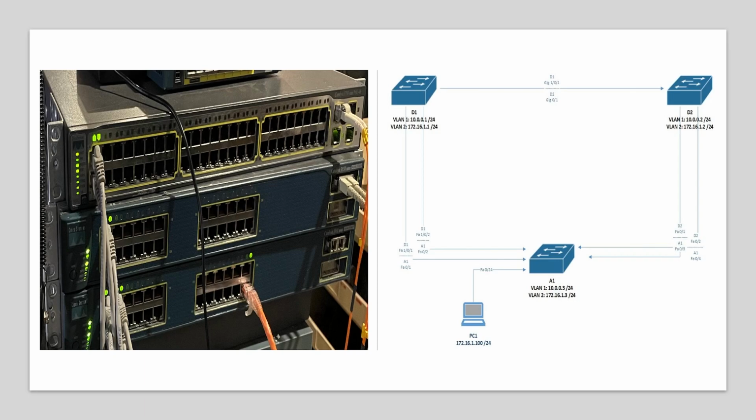Now we can configure our lab equipment and implement rapid spanning tree protocol and its protection mechanisms. If you are able to follow along with Packet Tracer, CML, GNS3, or physical equipment, I'll be using 3 Cisco switches and 1 Windows PC.